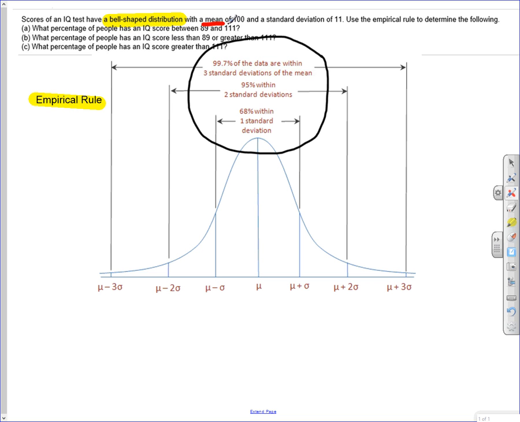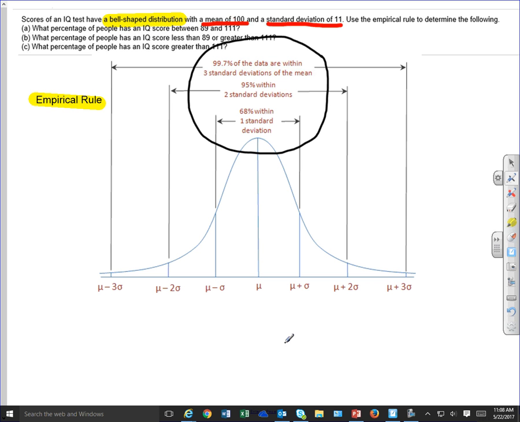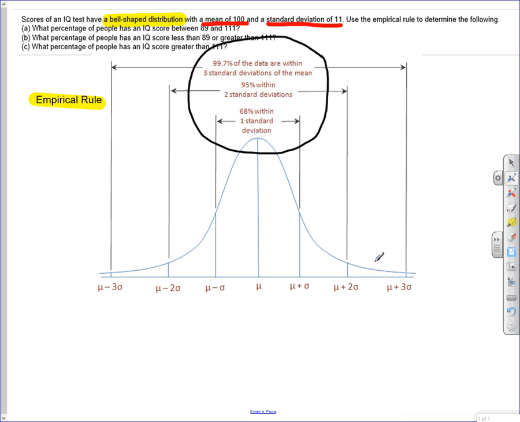Here it says we have a mean of 100 and a standard deviation of 11. So using that information, I'm going to fill in this part down here. Usually for these problems, when I'm doing the empirical rule, I will fill in this chart first and then go back to my problem and see what they want me to figure out. Filling this in first tells me the numbers that are going to be important in this problem.